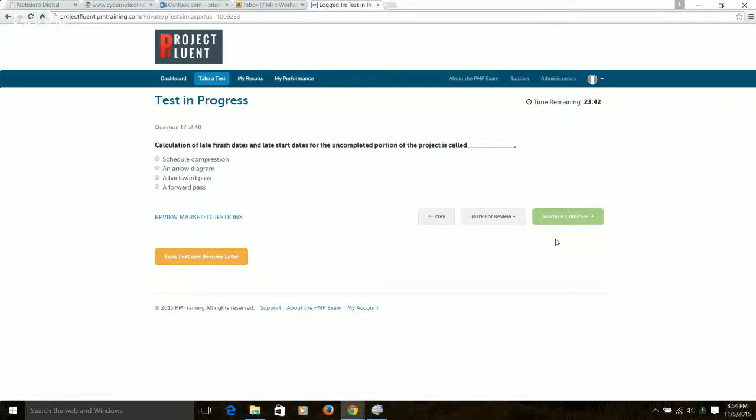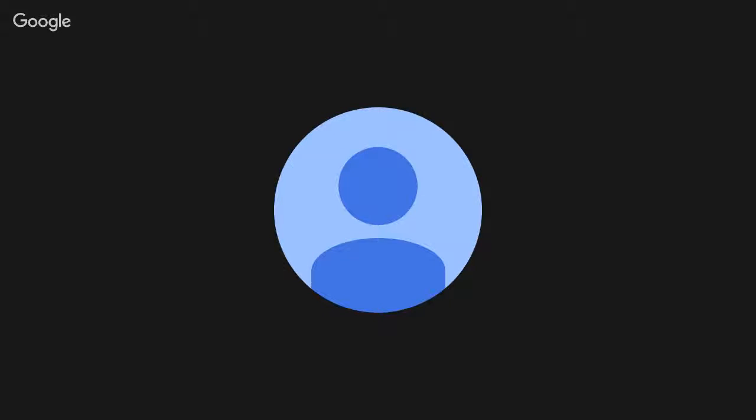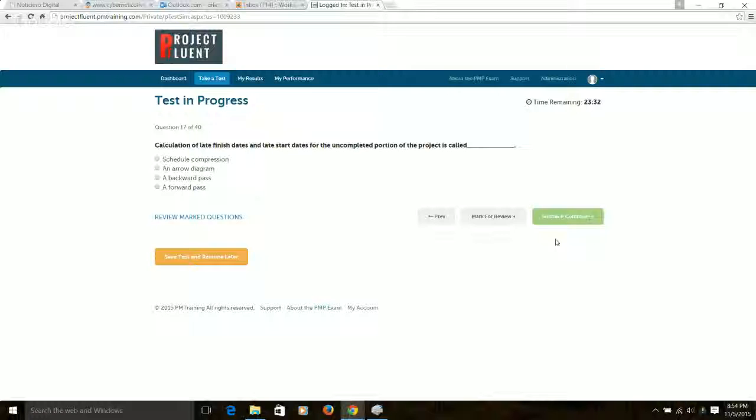And this has to do with a critical path. I'm going to give you a hint. I'm going to give you another hint. In a critical path, we do a forward pass, and then we do a backward pass.